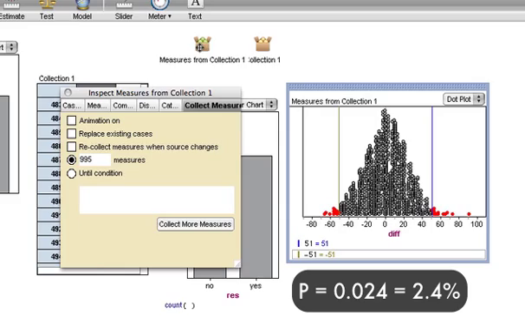Okay? So under usual circumstances where we use 5% as our border, this situation is one in which we would reject the null hypothesis and say, whoa, something strange is actually going on. Okay, that's it.